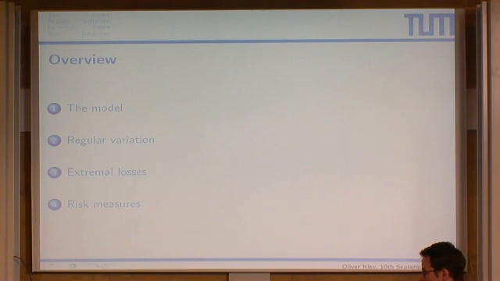And in the fourth step, we will apply that to several risk measures: value at risk, expected shortfall, conditional value at risk, marginal expected shortfall. And we will find expressions for all of them in terms of the network structure.